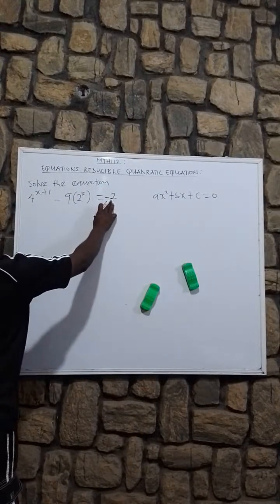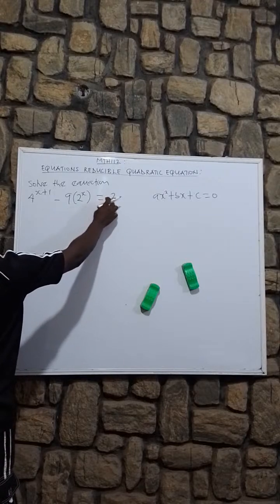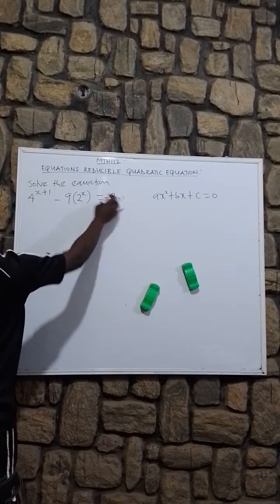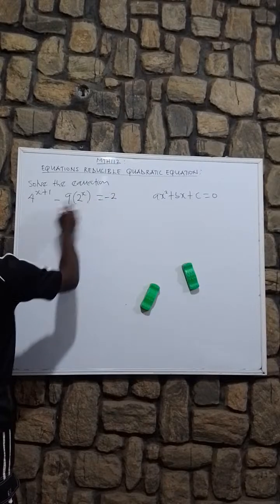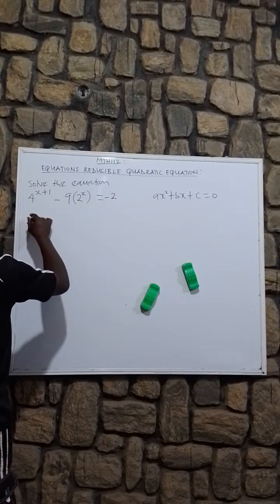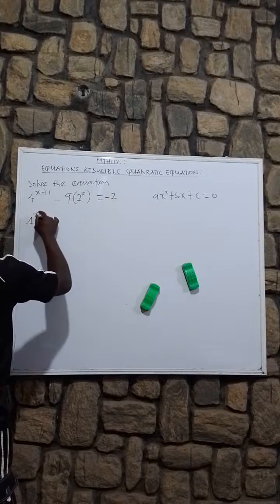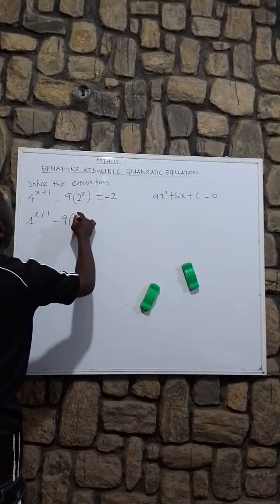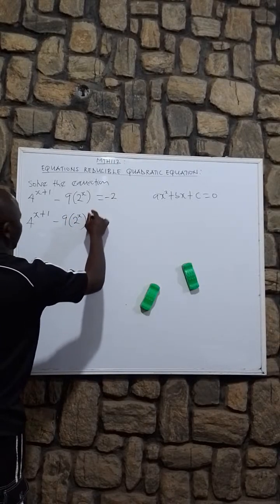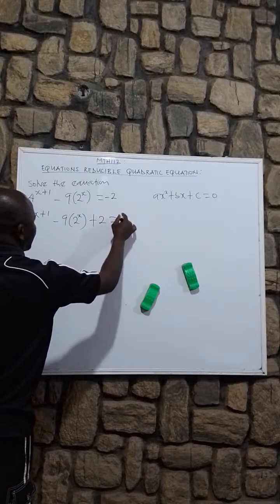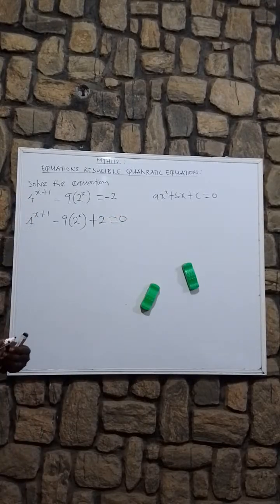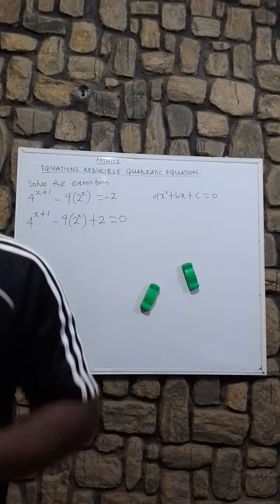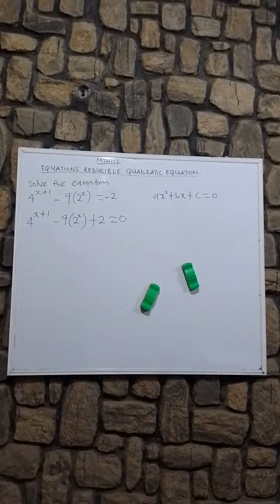By adding 2 on both sides, or this crossing the sign of equality, the quantity becomes plus. So we have 4 raised to the power x plus 1 minus 9 open bracket 2 raised to the power of x, plus 2 equals to 0. True or false? Any question? It's true, right?